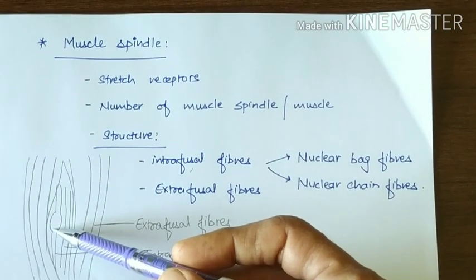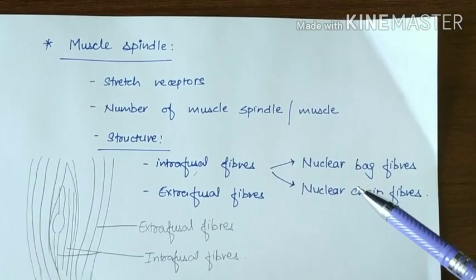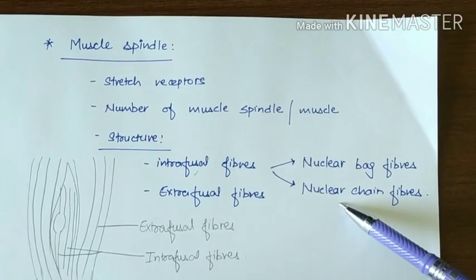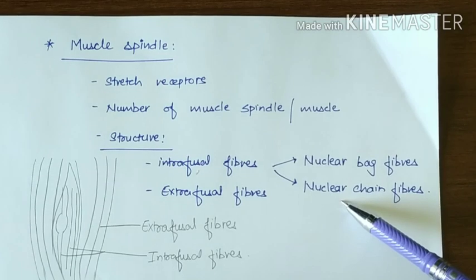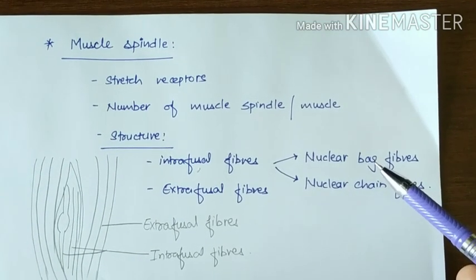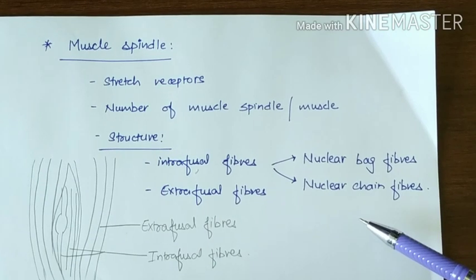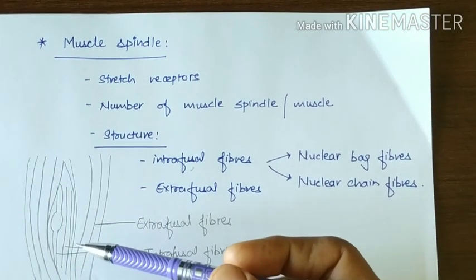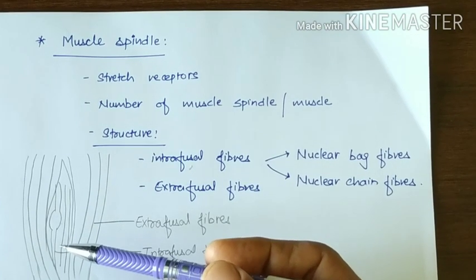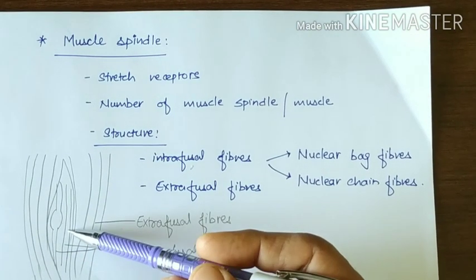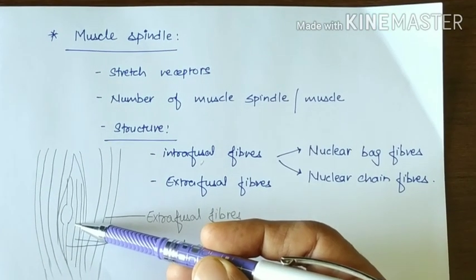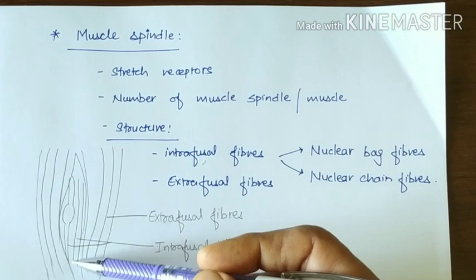The second variety of intrafusal fibers are nuclear chain fibers. Their diameter is half that of the nuclear bag fiber. Bag fiber diameter was 30 micrometers, here it is 15 micrometers. Nuclear chain fibers do not have a bag-like structure. They are present in the form of a chain, and therefore they are known as nuclear chain fibers. And they have nuclei scattered throughout the fiber.